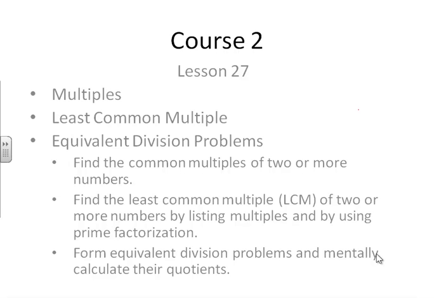Lesson 27. This lesson we're going to talk about multiples, least common multiples, and equivalent division problems. We're going to find the common multiples of two or more numbers. We will find the least common multiple of two or more numbers by listing their multiples and then by using prime factorization, both methods. We're going to form equivalent division problems and mentally calculate their quotients.